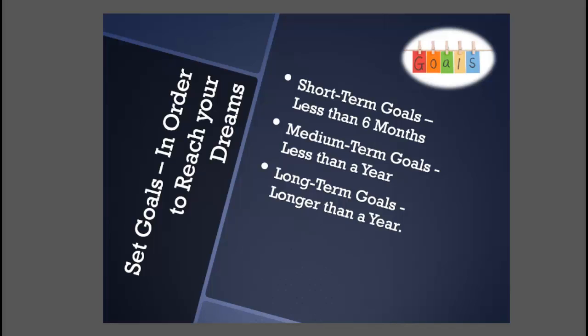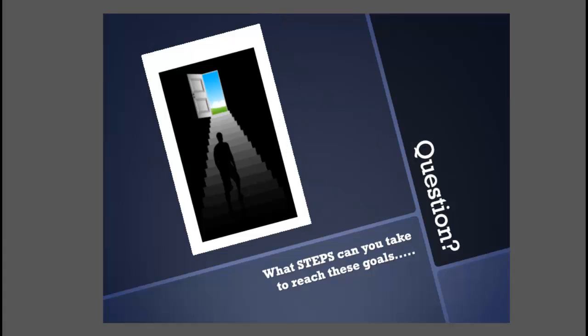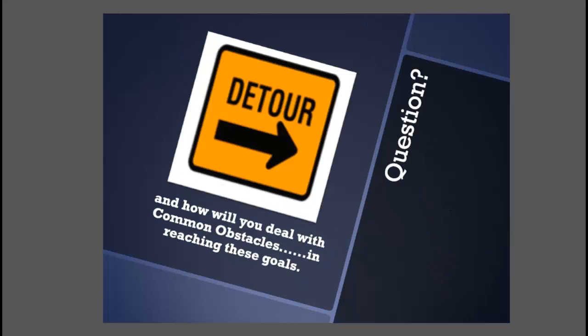In thinking about reaching your dreams, we want to learn how to set goals. We want to think of short-term goals, less than 6 months, medium goals, less than a year, long-term goals, longer than a year. As you're setting your goals, you want to think, what steps can you take in order to reach those goals? Also, how will you deal with the obstacles in reaching those goals?